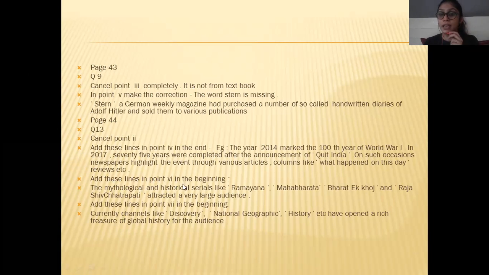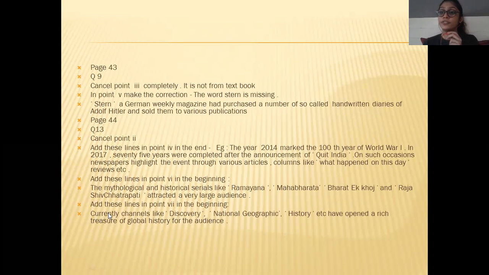Add these lines in the beginning of the 6th point. Okay, on the 6th point, you have to add these lines. The mythological and historical serials like Ramayana, Mahabharata, Bharat Ek Khoj, and Raja Shiv Chhatrapati attracted a very large audience. So as soon as the 6th point starts, it should start with this line.